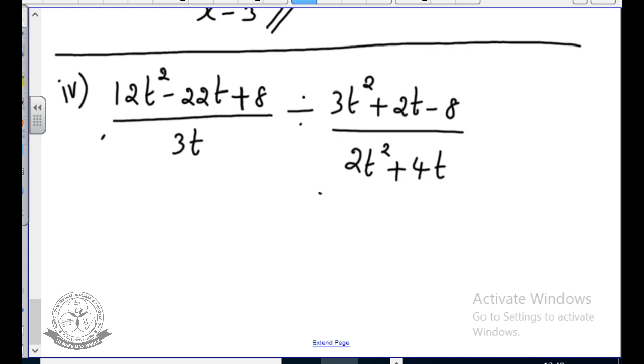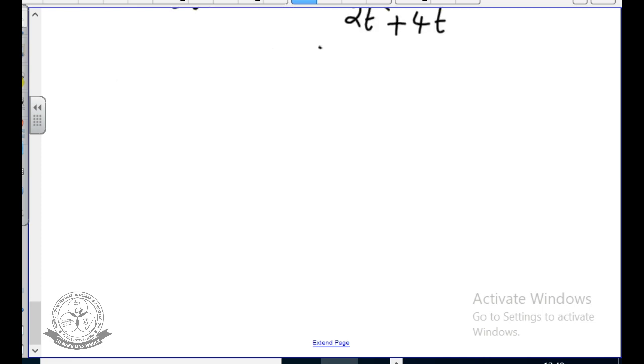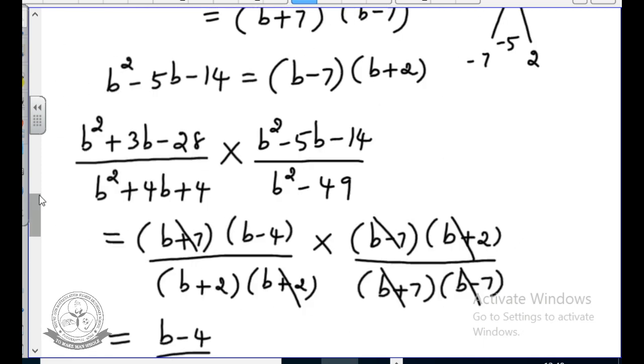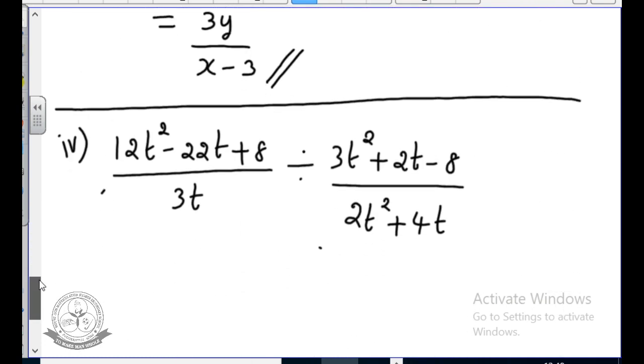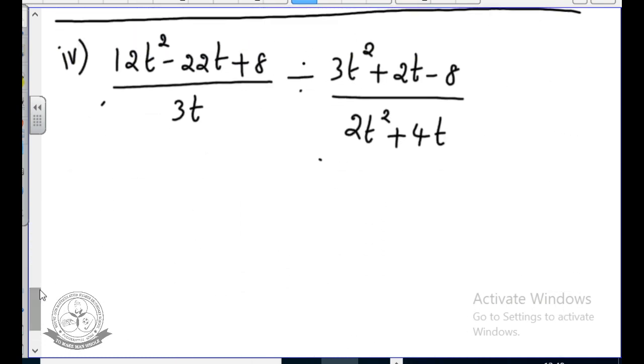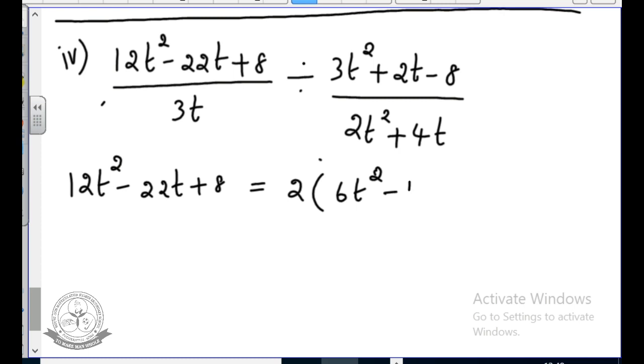So here also the same concept. If our expression is a tough one, we can take it one by one, otherwise we can do it directly. So in the first expression, I am going to take the numerator 12t squared minus 22t plus 8. Here we can take out 2. If we take out 2, we will get 6t squared minus 11t plus 4.